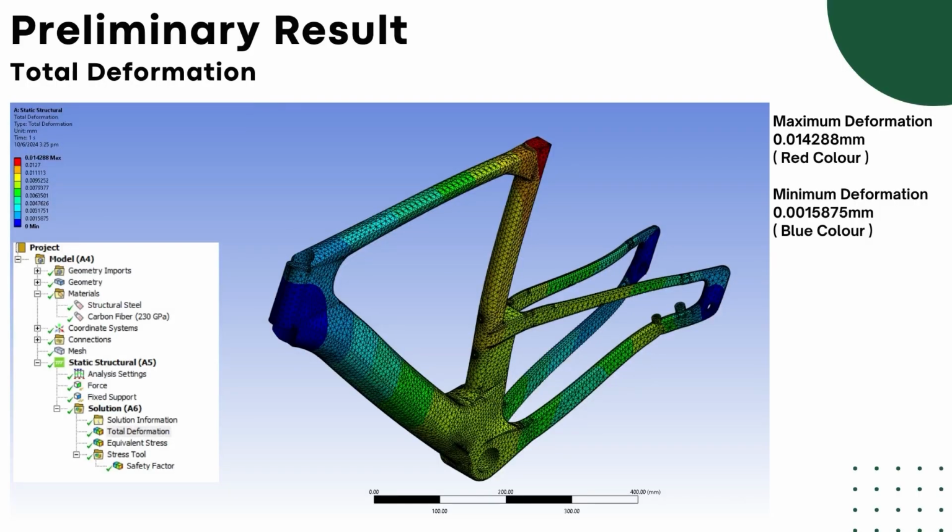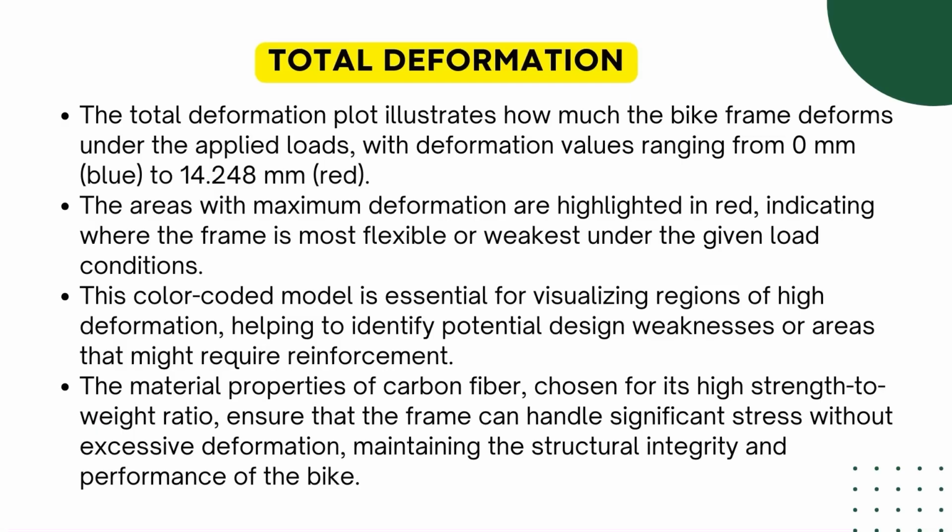For the preliminary result, this is the equivalent stress, von Mises. The maximum deformation value is 0.014 mm, which is the red color. It indicates where the frame is most flexible or weakest under the given load condition. The minimum deformation is 0.0015875 mm, blue color, indicating the part of the frame under minimal deformation.